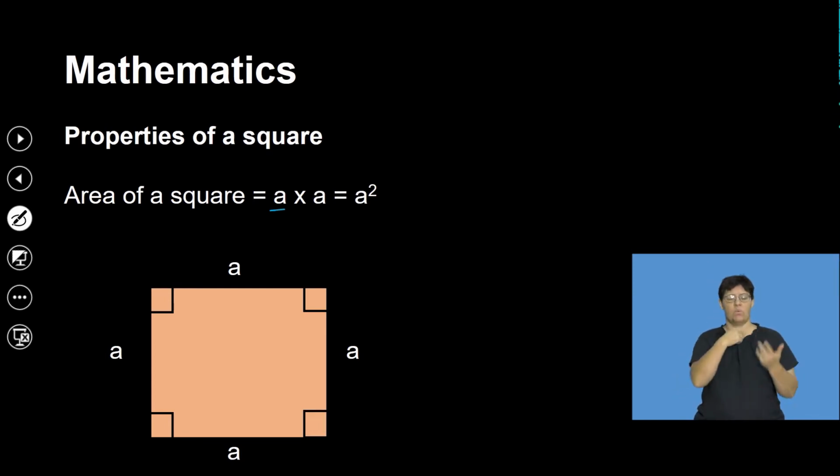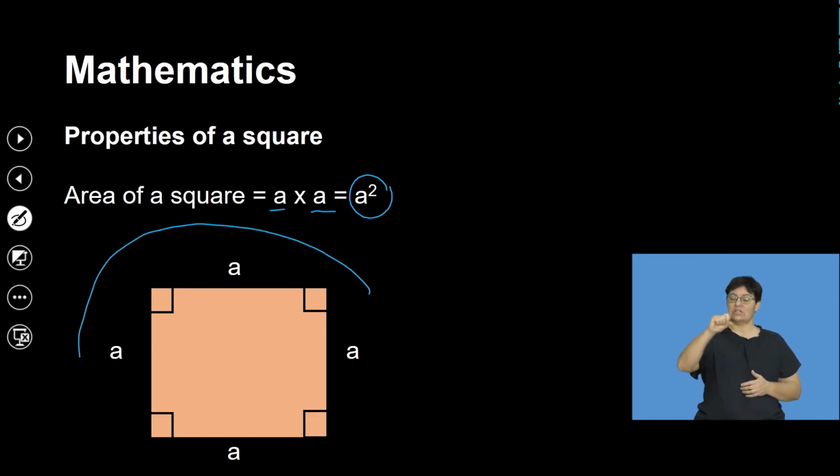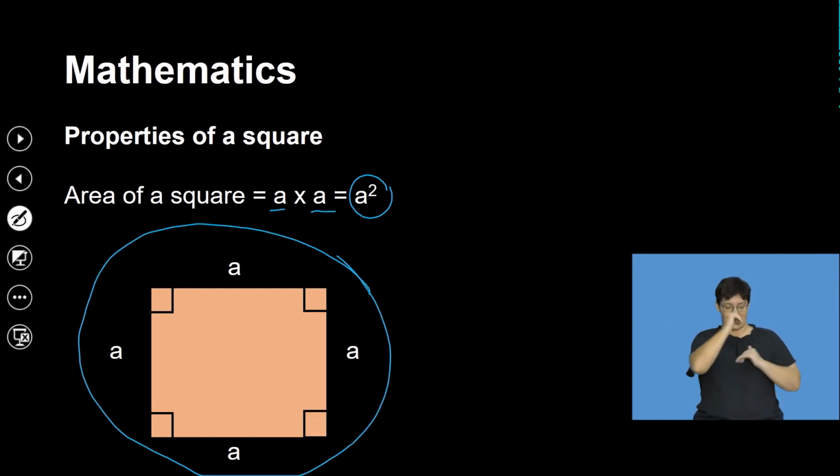Hence, it becomes a multiplied by a, which then gives me a to the exponent of 2, right? This is a big idea. This is where the a squared comes from. Why? Because of the concept of a square, that we are taking a and we are squaring it. That's what we are trying to do here as the big idea.